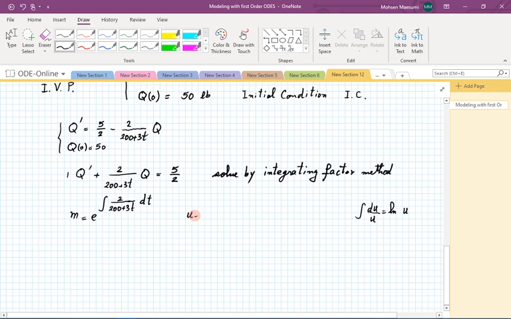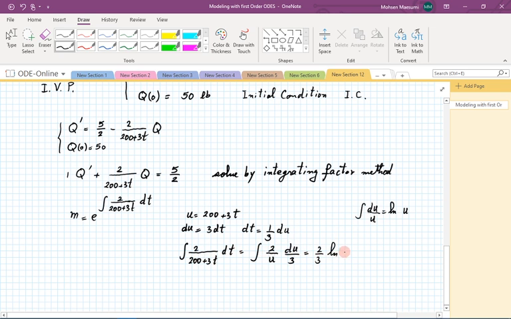We take u to be 200 plus 3t. Therefore the differential of u is 3 times the differential of t. I need the differential of t in this problem, which is going to be 1/3 of du. So the integral itself was 2 over 200 plus 3t dt. And now with the substitution, this becomes 2. The denominator is u, but instead of dt, I have to write du over 3. And this becomes 2/3 of the logarithm of u.